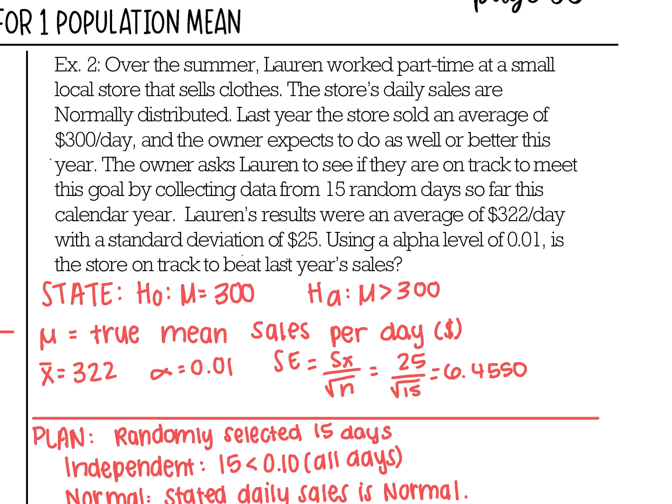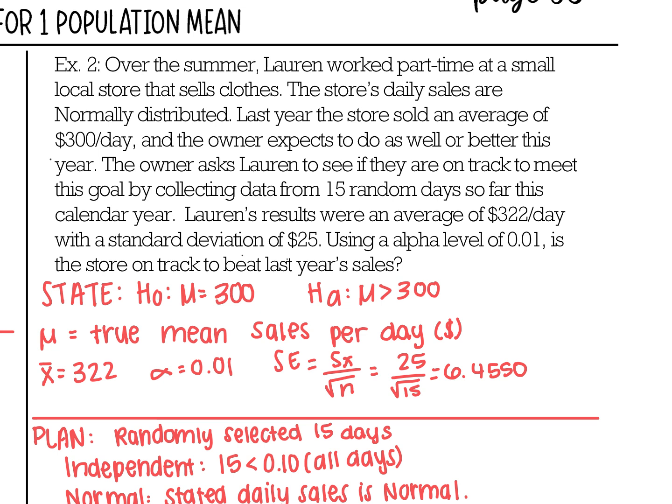We are talking about your store's sales, and we really want to do better this year. Our starting point was $300 per day, and our alternative hypothesis is that we would make more than $300 per day. Here is my state section, and we want to use an alpha level of 0.01, a 99% confidence level. This time we also calculated the standard error up here.